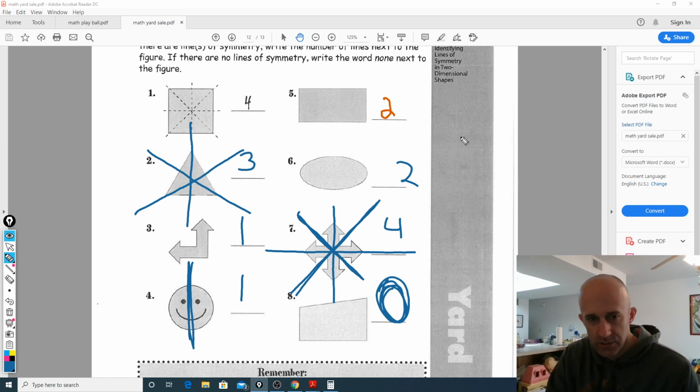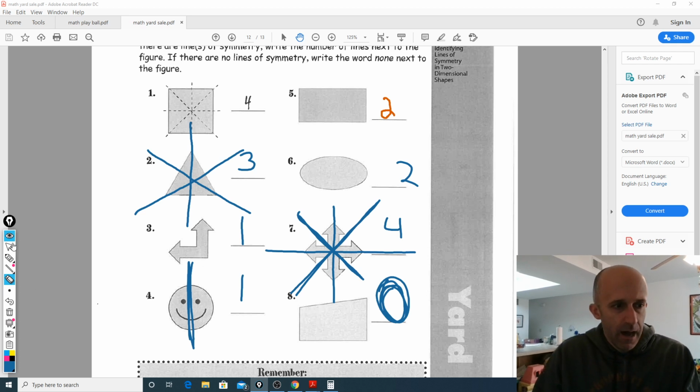Okay, lines of symmetry are fun. Maybe, I don't know. I just say that to say it.